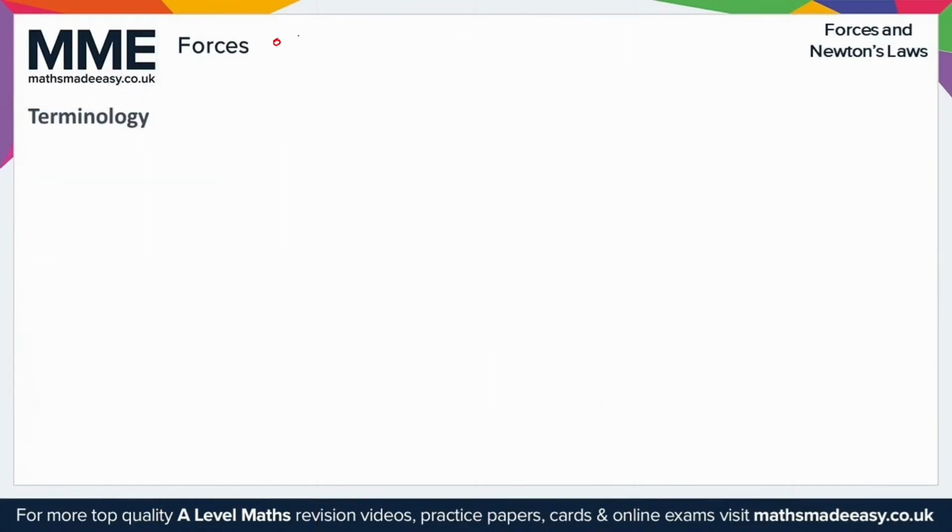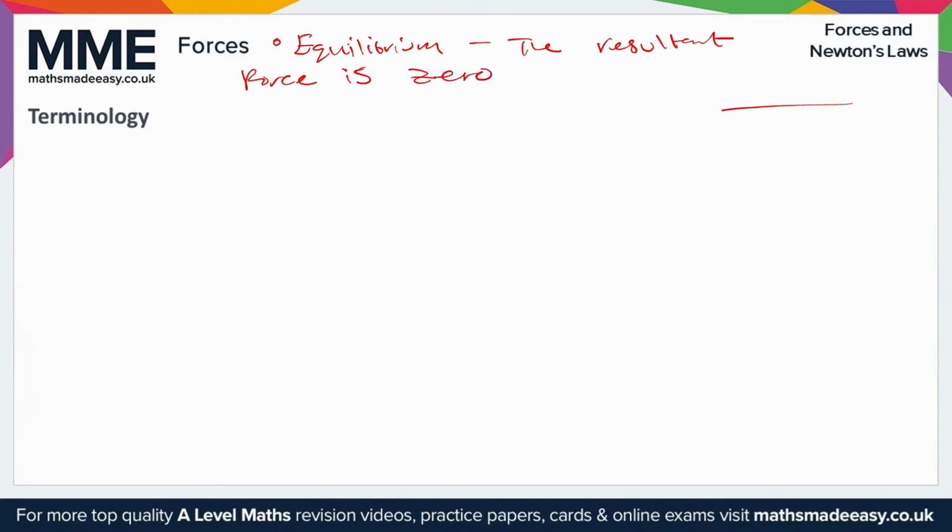Okay, so the next piece of terminology to know is what an equilibrium is. So this is when the resultant force is zero. This could also be used when talking about moments. An easy way to imagine this is if we've got some plane here, a particle, a force acting that way, a force acting that way.